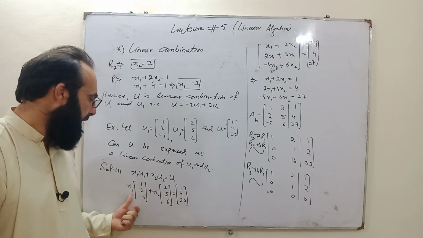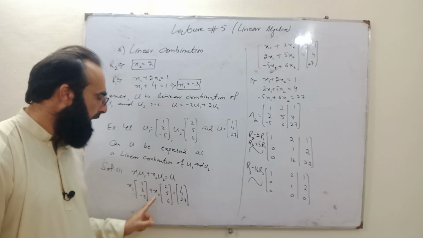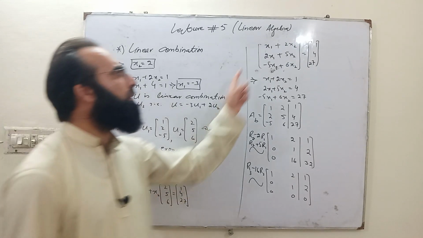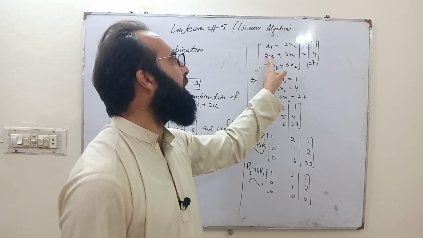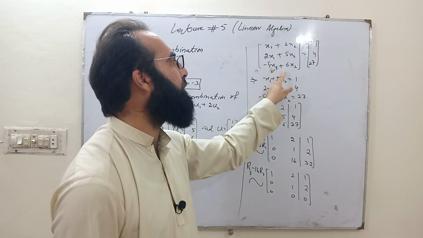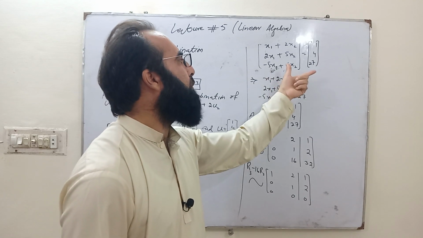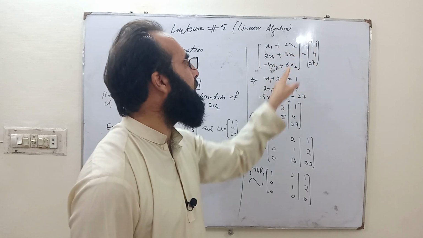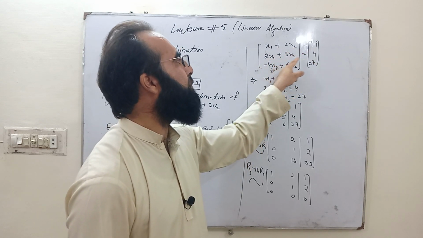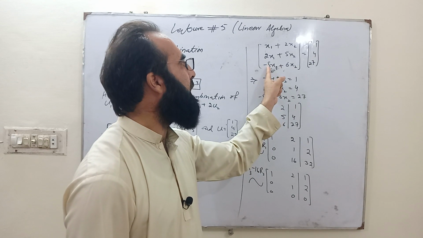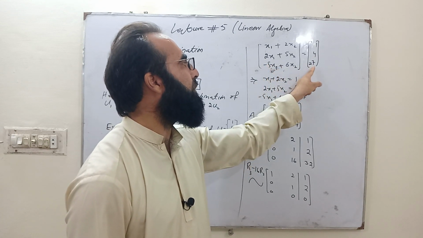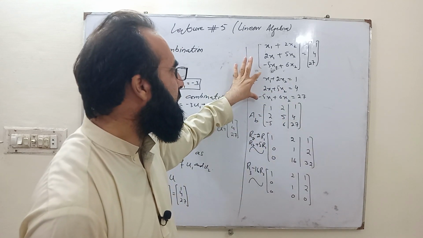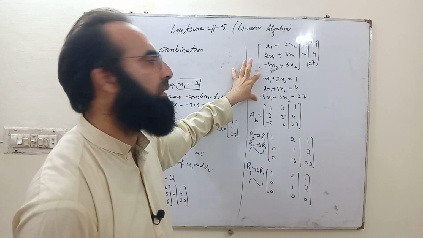Now multiply x1 with 1, 2, minus 5 and x2 with 2, 5, 6 and then add these two vectors. We will get x1 plus 2x2, 2x1 plus 5x2, minus 5x1 plus 6x2. From this matrix we can write x1 plus 2x2 is equal to 1, 2x1 plus 5x2 is equal to 4, and minus 5x1 plus 6x2 is equal to 27 gives us the third equation of this system. Clearly this system is linear and non-homogeneous.